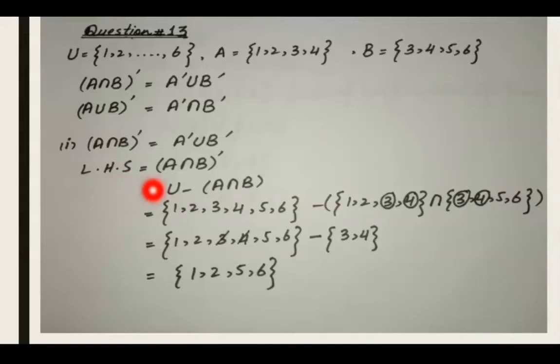Left hand side is equal to (A intersection B) whole complement, and this whole complement is equal to U minus (A intersection B). In this step we will put the values of the sets U, A and B. Now we find the intersection of A and B. There are two common elements in the sets A and B, which are 3 and 4. So the answer will be 3 and 4. Now we minus the elements of A intersection B from the universal set U. Then the remaining elements of U will be 1, 2, 5 and 6.